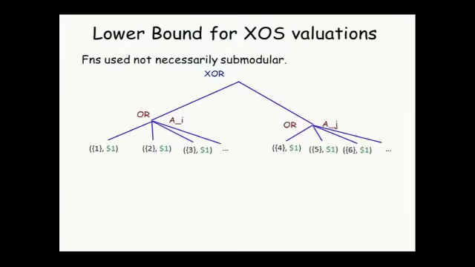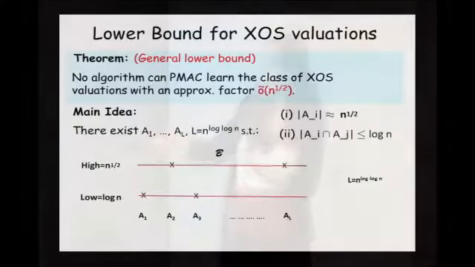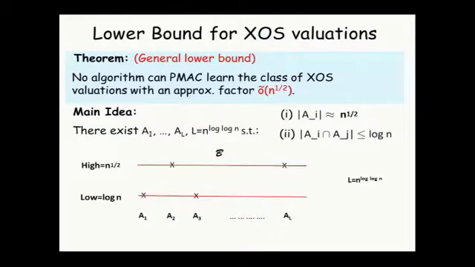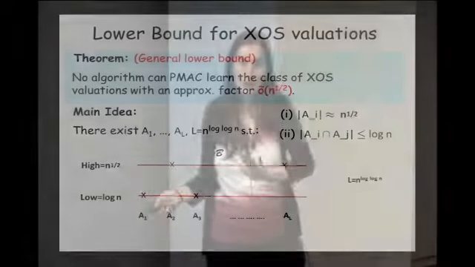All right, and actually I just want to quickly also mention that the functions used in this lower bound are not submodular. That's why the lower bound does not apply. Also, this construction does not apply to submodular functions as well.